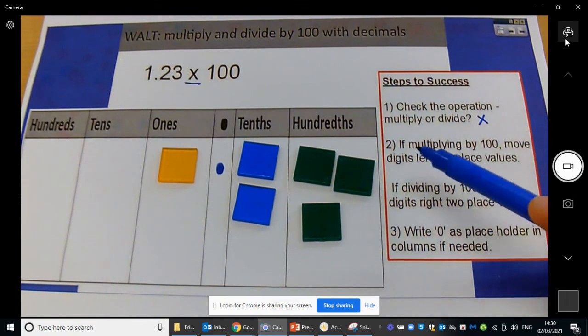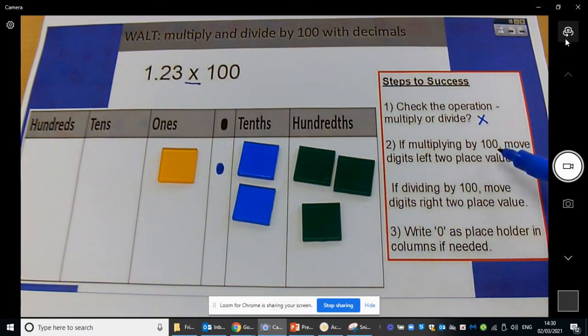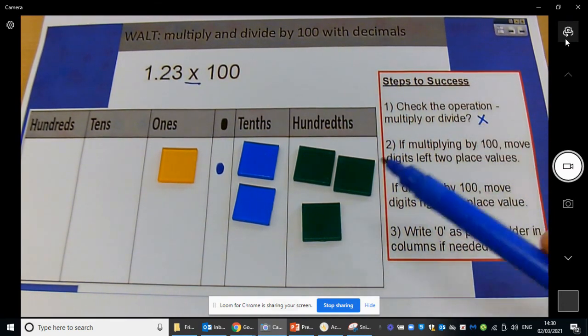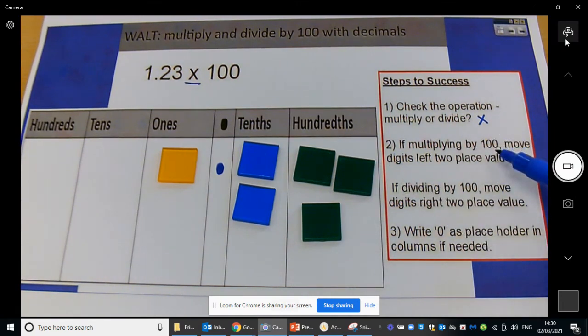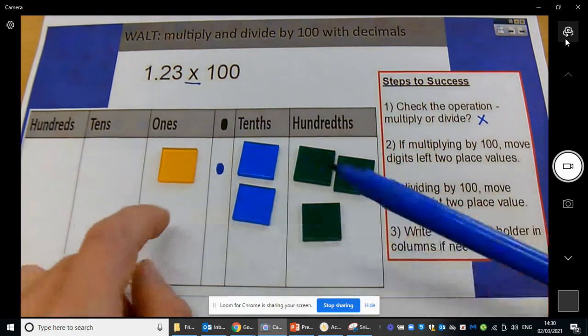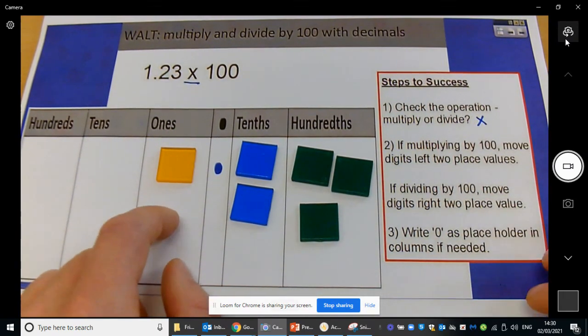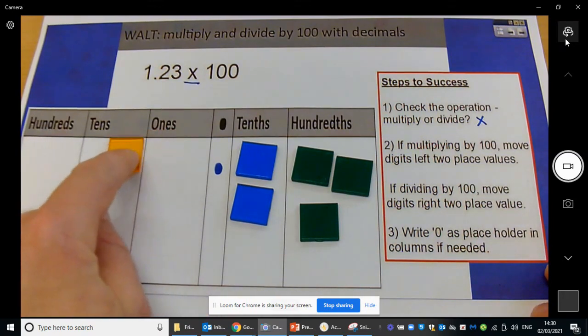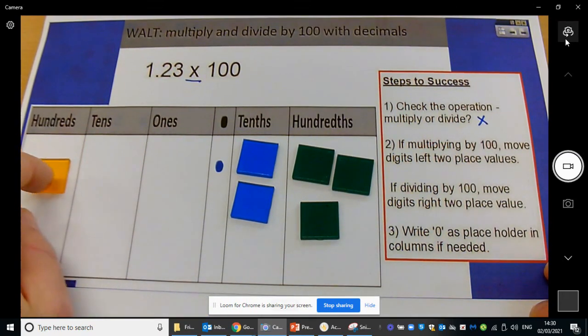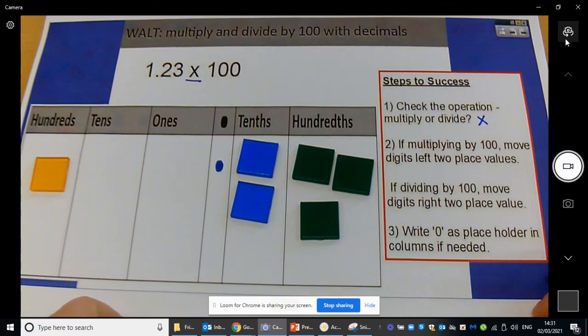Step 2. If multiplying by 100, which we are, move the digits left 2 place values. So you can see that when we were multiplying by 10, we would move it left 1 place value. If we're doing it by 100, we move 2 place values. So I'm going to start with my largest place value over here, which is our ones. So I'm going to move that over not just once, but twice, because we're multiplying by 100.